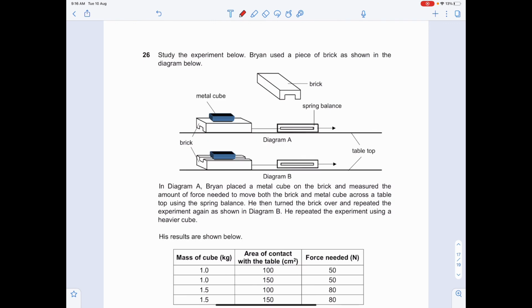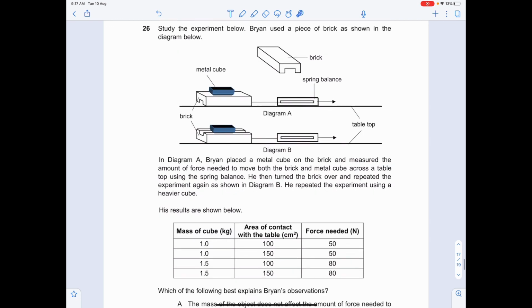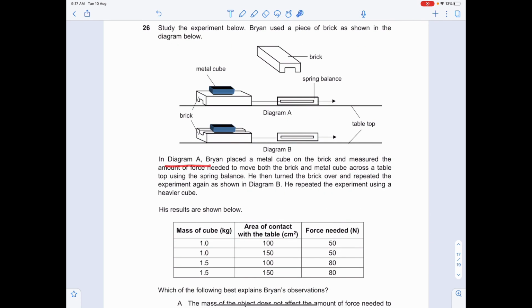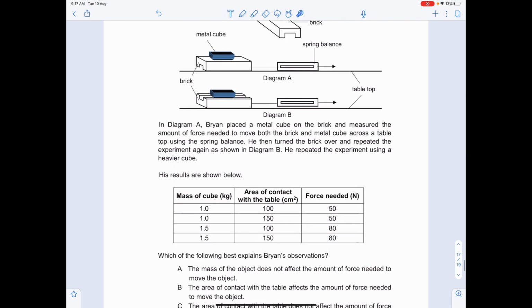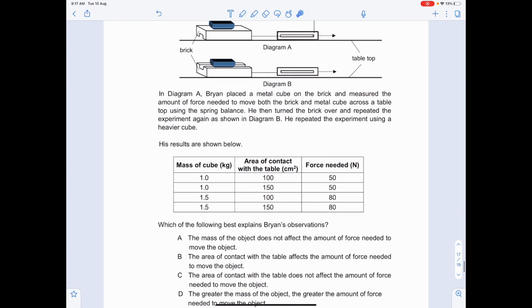26. Study the experiment below. Brian used a piece of brick as shown in the diagram. Now in diagram A, Brian placed a metal cube on the brick and measured the amount of force needed to move both brick and metal cube across a table using a spring balance. He then turned the brick over and repeated the experiment as shown in diagram B. He repeated the experiment using a heavier cube. His results are shown below.